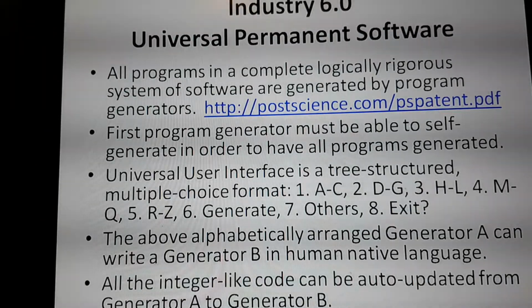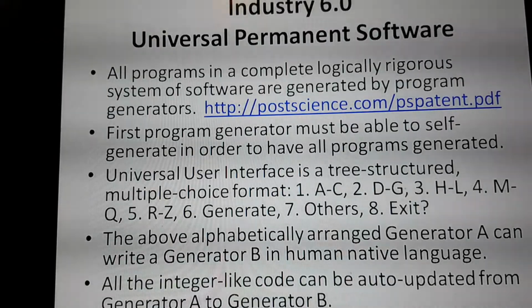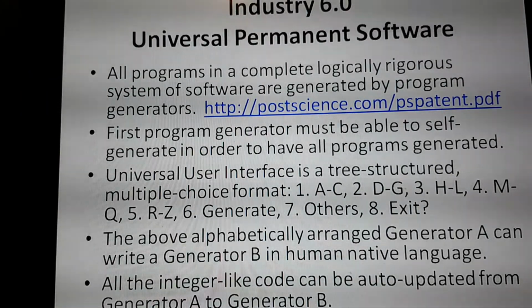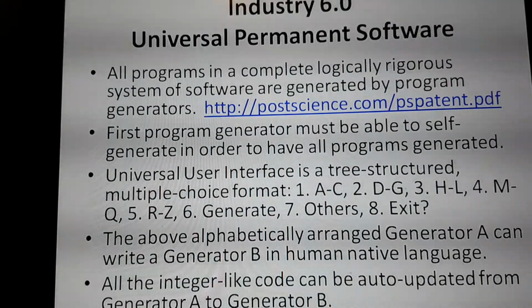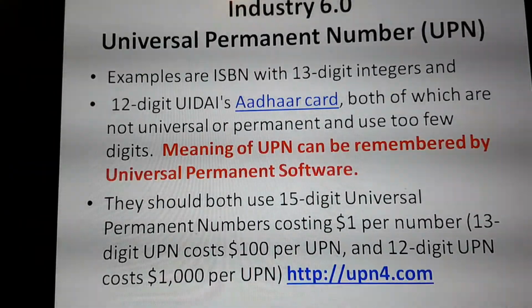The first generator probably will be alphabetically arranged so we can include all the functions and all the statements in the generator. Using that, we create the first generator, call it generator A. And we can use generator A to write generator B in human native language. All the integer-like codes, if you want to write the program, you just choose number 1 or number 5 or number 6. So all these integer-like codes can be automatically updated from generator A to generator B. This is very much like the virtual machine, where all the codes are automatically convertible.